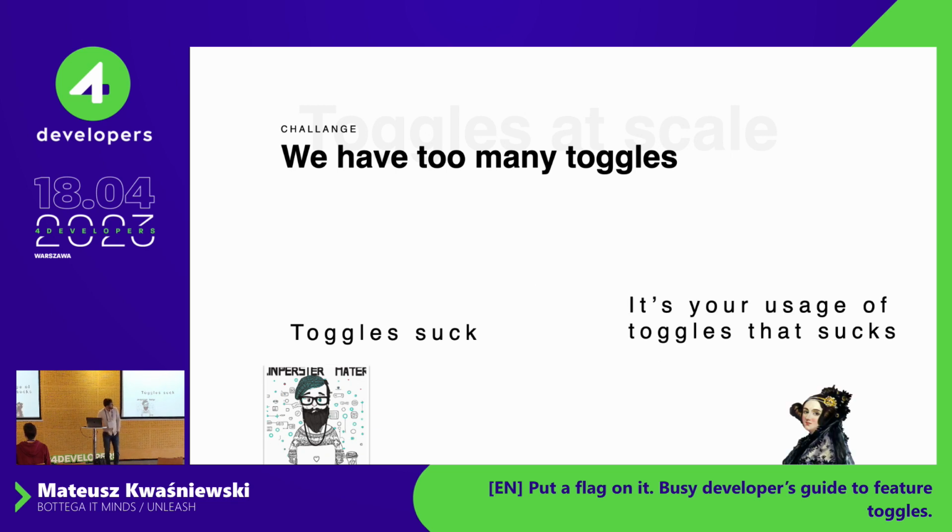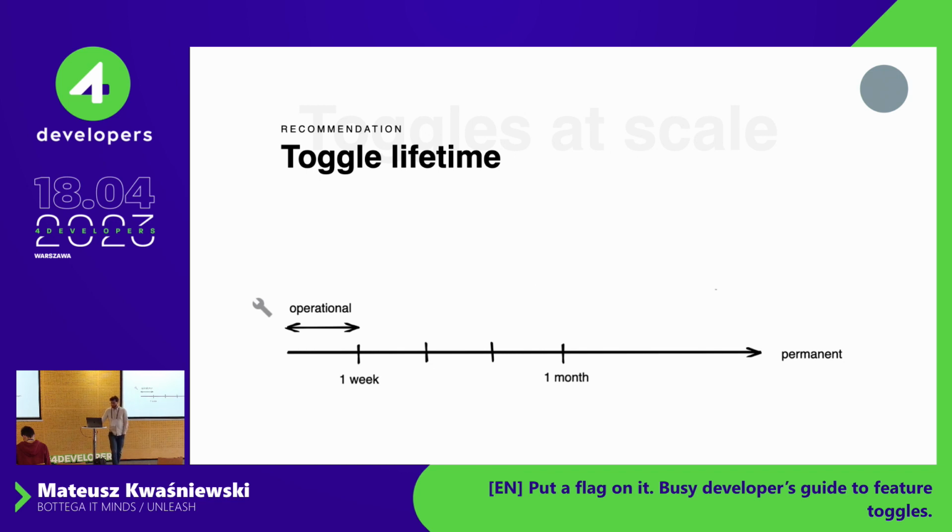Well, it's your usage of feature toggles that sucks, Charles, because long-lived feature branches are a problem. But so are long-lived feature toggles. Most of them should not live forever. So our recommendation at Unleash is that your operational toggles should last maybe a week, maybe a few days. The release toggles and experiment toggles, probably a few weeks, just to give you enough time to finish the feature or to run the experiment and get enough data. And the only exception to this rule is kill switch toggles. Those are probably the only toggles that I would keep forever or for a long time, but I would put them into a separate project.